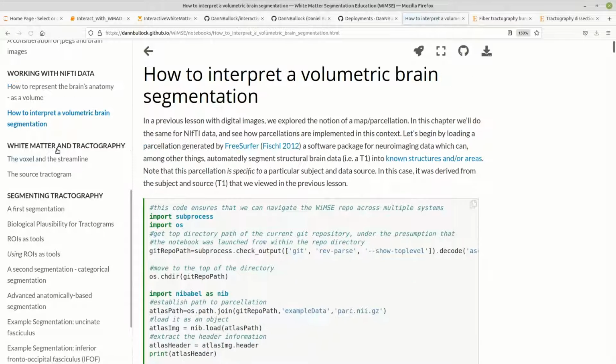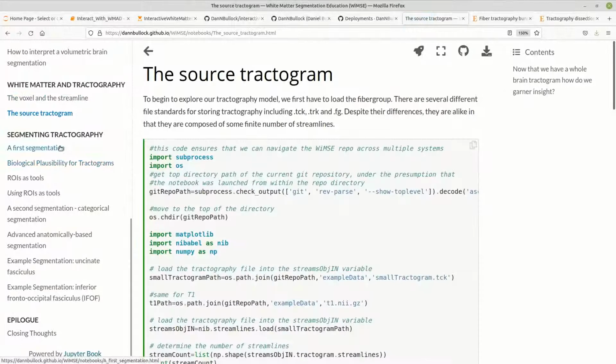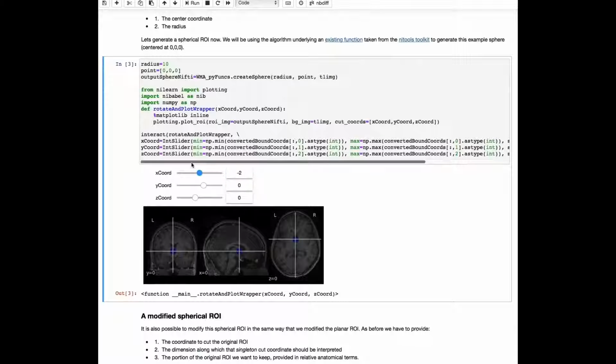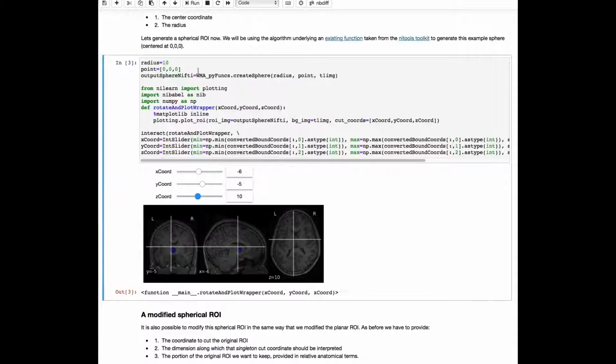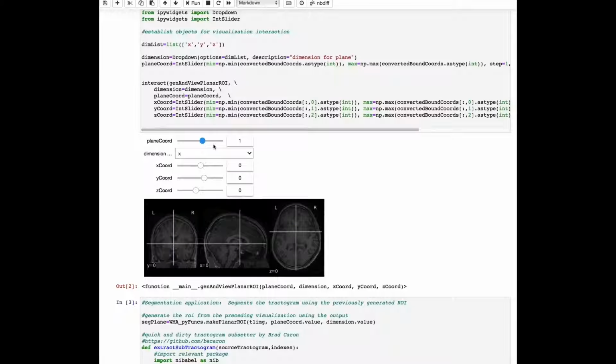Having graduated from the world of pixels, users next move into the world of voxels and streamlines. In this transition section, the elementary data components of neuroimaging and tractography are gradually introduced across several chapters. With these neuroinformatic intuitions in place, we can move on to the real workhorses of white matter segmentation, regions of interest, also known as ROIs. ROIs are introduced in these latter chapters both as data objects and fundamentally familiar tools. We learn how to form them, place them, and move them, as well as the various shapes they can take. We also learn how they can be leveraged to perform increasingly elaborate and complex operations.